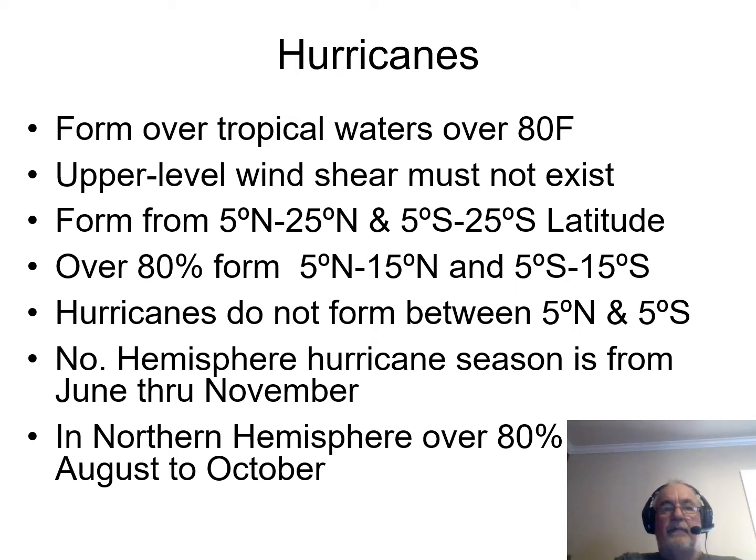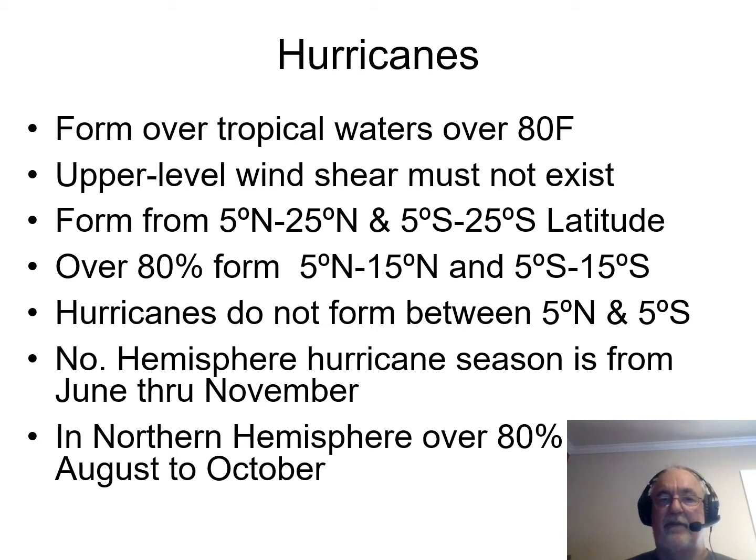First of all, the location. Hurricanes need warm water, so they have to be over warm tropical waters, usually over 80 degrees Fahrenheit. Now, we also need to make sure that as a storm develops, it grows like a thunderstorm growing. We can't have the top of it chopped off by upper level winds. We call that wind shear. So it has to be an area without wind shear. So where we typically get this is about 5 degrees north to 25 degrees north and 5 degrees south to 25 degrees south.